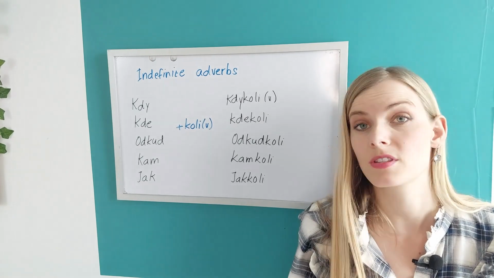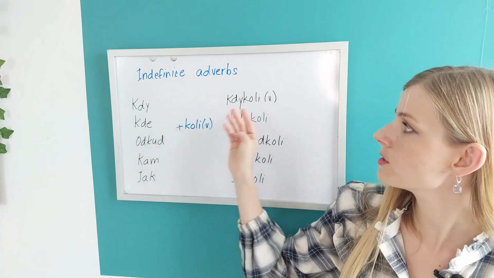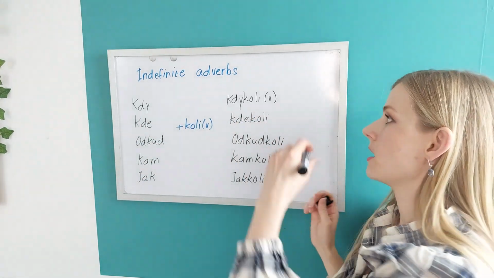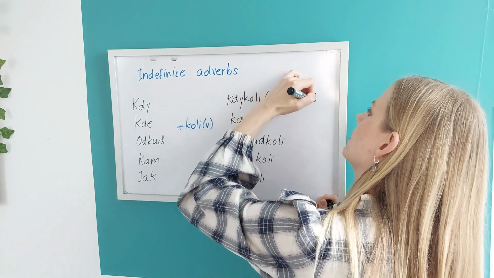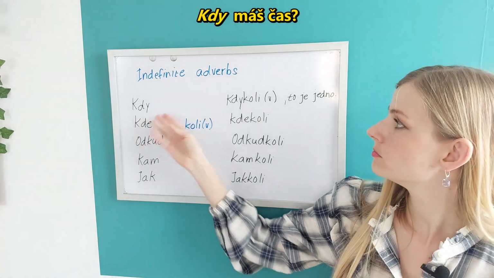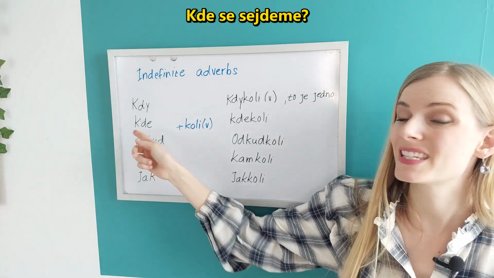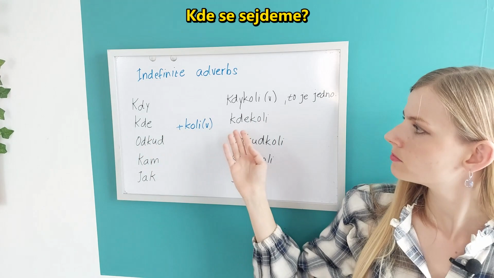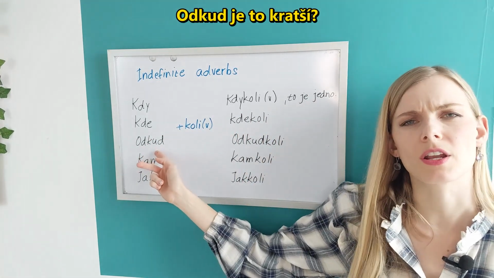We are going to do the same activity. I will say a question and then you will answer with this indefinite adverb. You can also add to je jedno like we had before. It doesn't matter. Kdy máš čas? When do you have time? Kdykoliv, to je jedno. Kde se sejdeme? Where are we gonna meet? Kdekoliv, to je jedno.